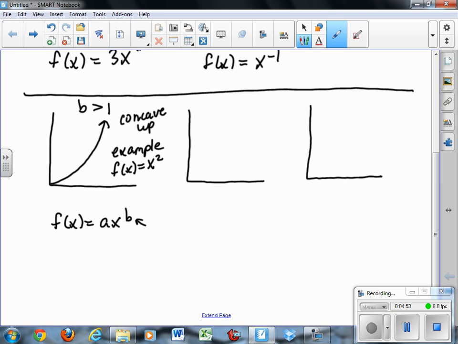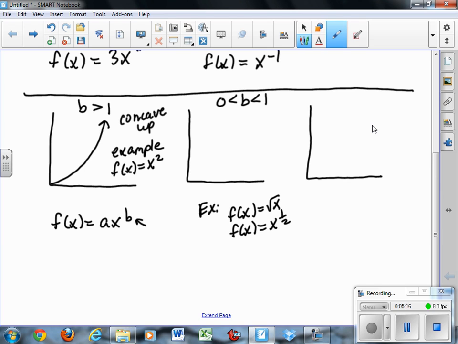Now, if the exponent b is still positive but less than 1, so 0 is less than b is less than 1, an example of that would be f of x is equal to the square root of x, or f of x is equal to x to the 1/2 power. So here would be an example of case number 2.